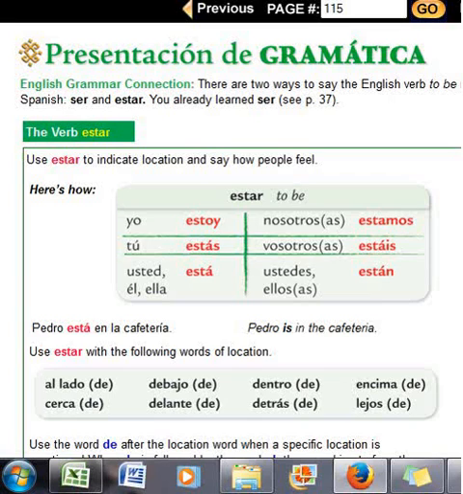Another way to memorize this verb is by listening to songs. So make sure you check the other links that I have in the website with songs with the verb estar.